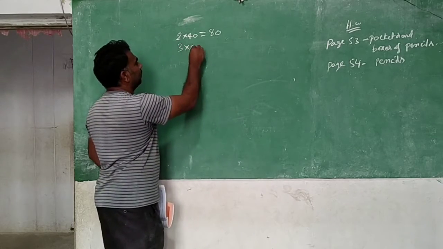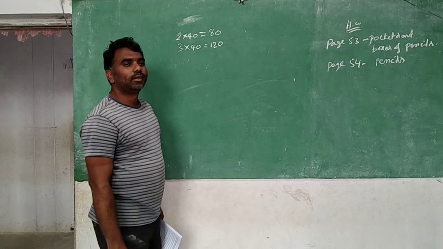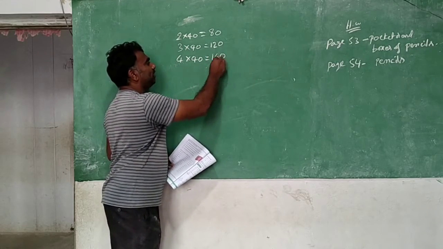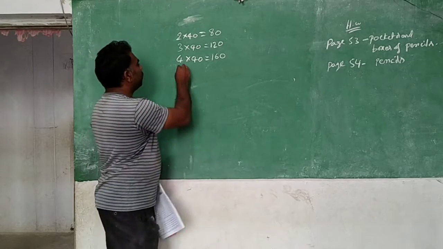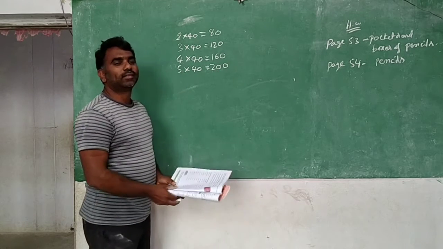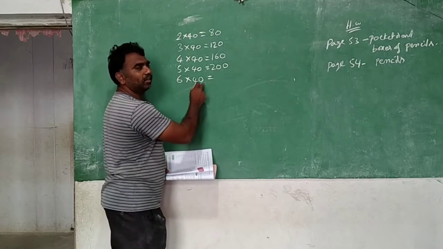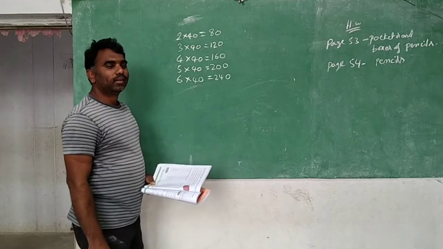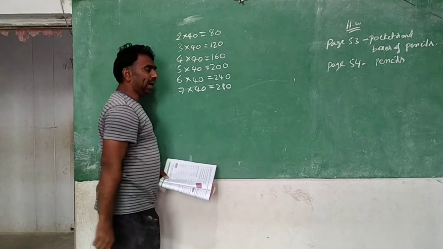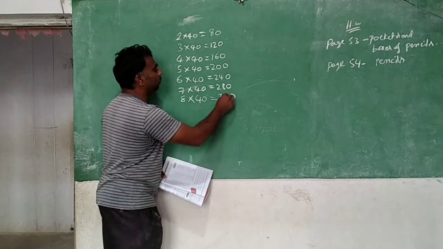So 3 40s are, 3 4s are 12, side 0. Like that. 4 40s are, 4 4s are 16, side 0. 5 40s are, 5 4s are 20, side 0. 6 40s are, 6 4s are 24, side 0. 7 40s are, 7 4s are 28, side 0. 8 40s are, 8 fours are 32, side 0.